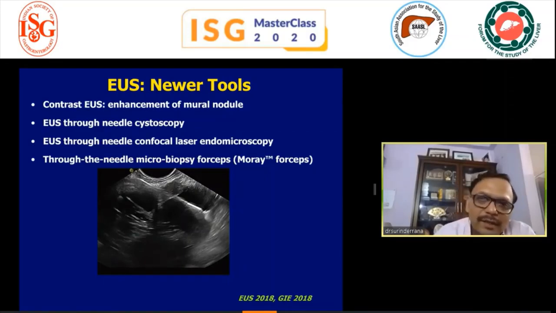Then there are EUS through-the-needle cystoscopy and confocal laser endomicroscopy. The initial results were encouraging, but it's a very costly equipment. And then again, the results of the subsequent studies are not so encouraging. And then of late, there are the through-the-needle microbiopsy forceps, where you just try to acquire the biopsy from the cyst wall. Again, the results are encouraging, but you don't get a diagnosis in all the cases.